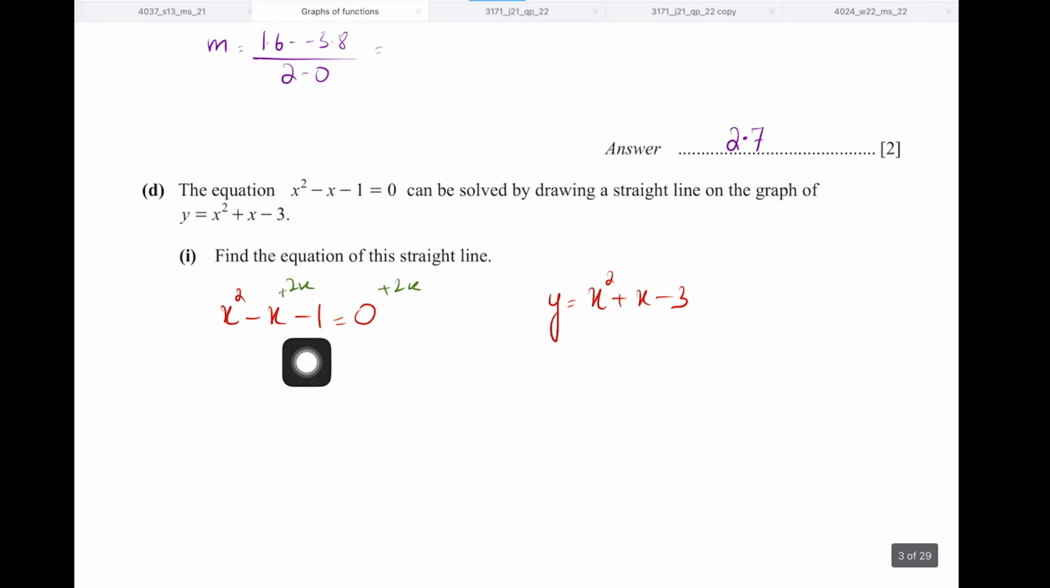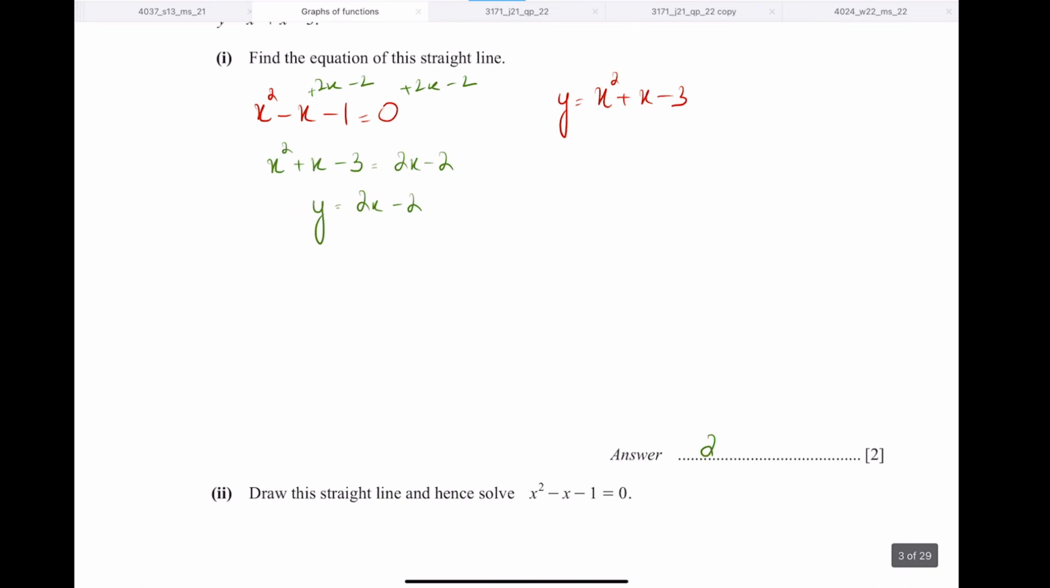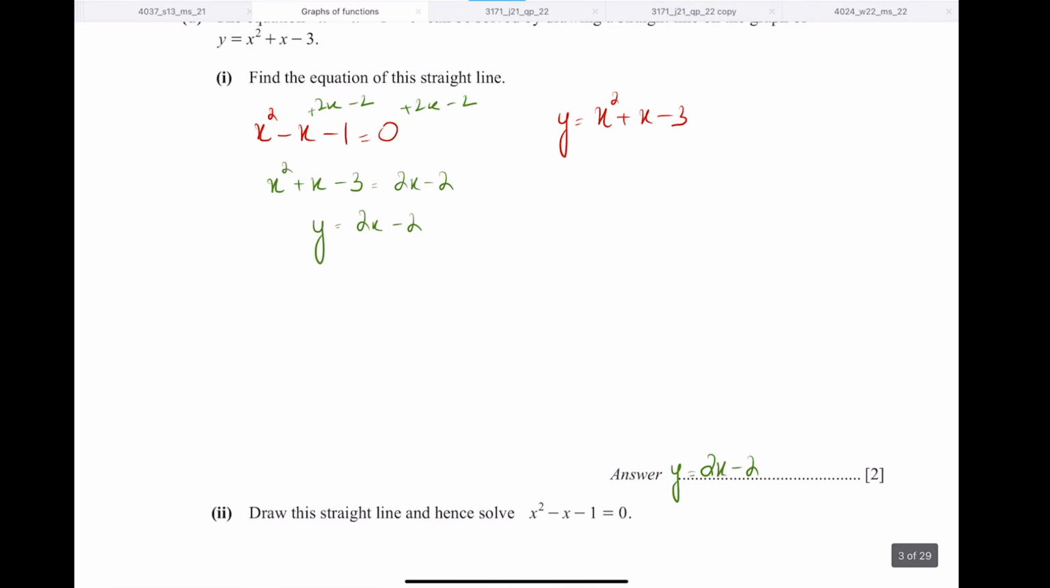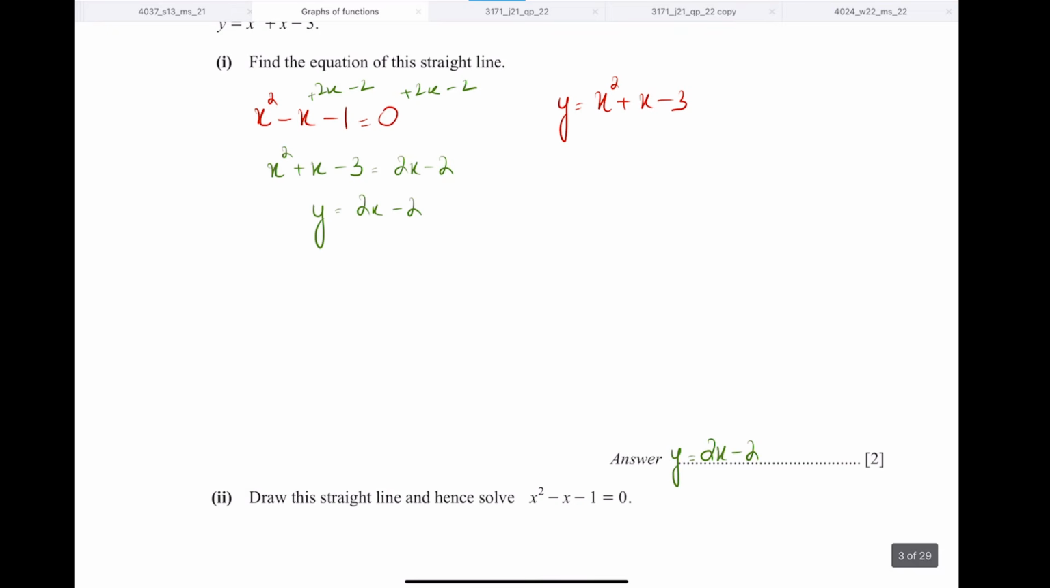Okay, and then we have minus 1 over here and minus 3 in the actual equation. That means I need to subtract 2 because we already have minus 1. So minus 1 minus 2 is minus 3. So the left hand side becomes equal to x square plus x minus 3, which is equal to the equation of the curve. The right hand side we have 2x minus 2. So that's why the left hand side gets replaced by y equals to 2x minus 2. And there you go. Y equals to 2x minus 2 is the equation of this line. Okay, so here we didn't have to draw the straight line. We just had to find the equation of the straight line that we need to draw in order to solve this. Okay, and that's what we've done.